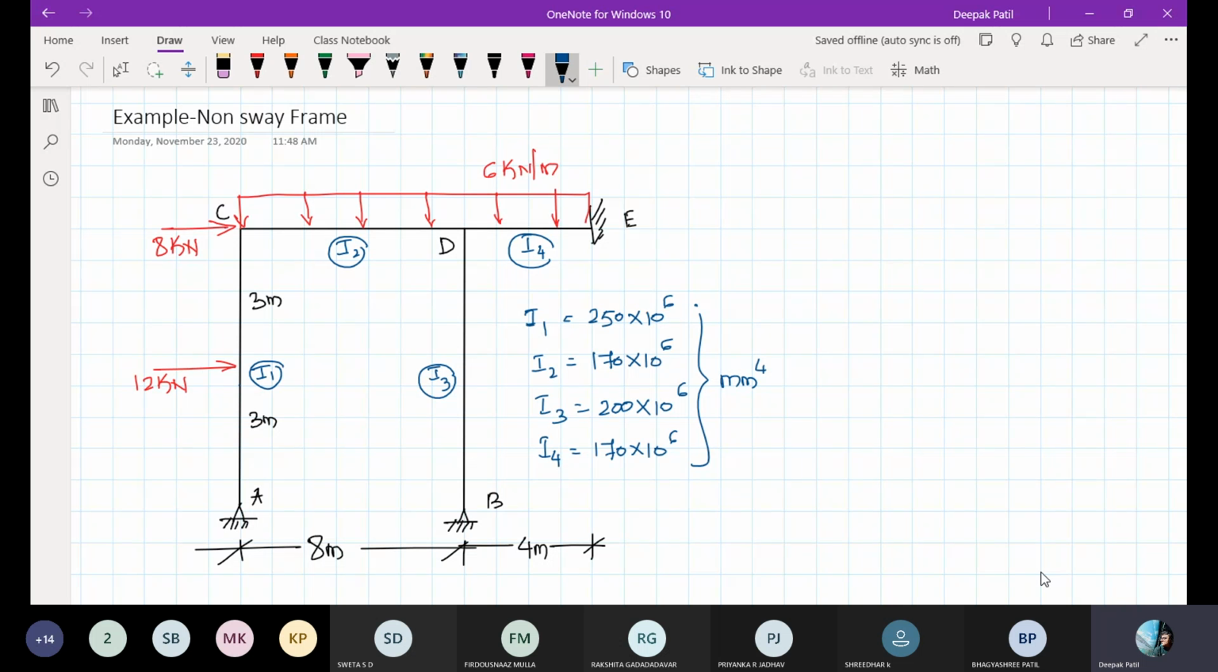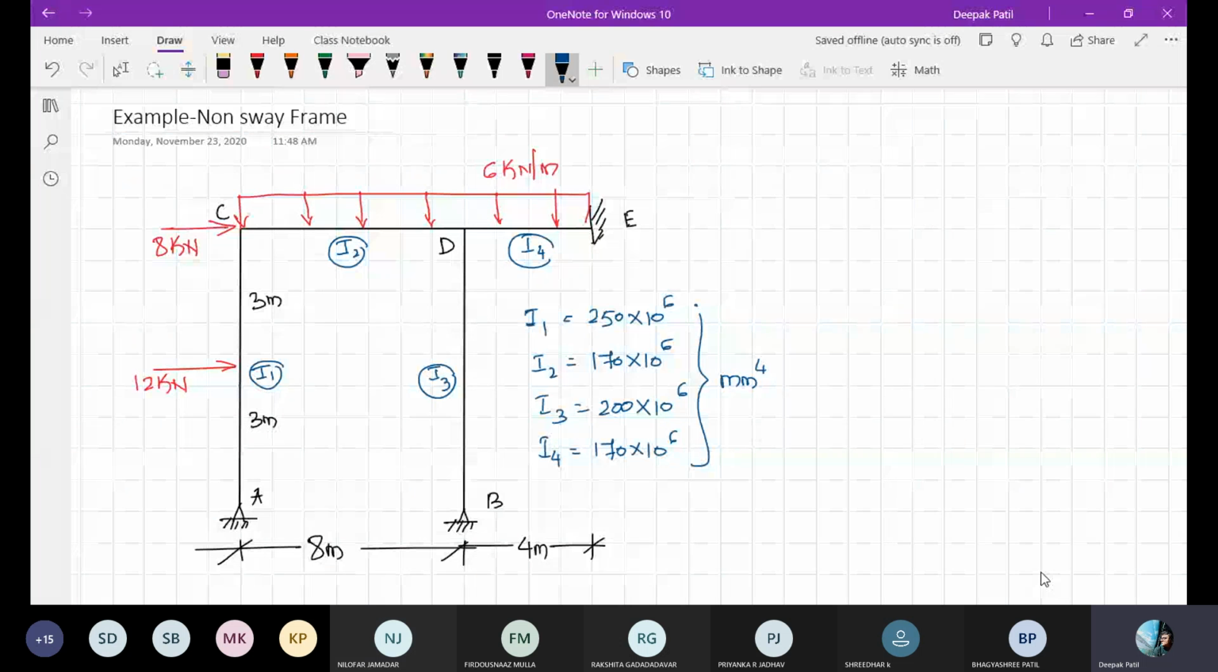Now my question is, if I make E a pin, will it sway? If I make support E a pinned support, will it sway? Yes or no? No, sir. Okay. Then what kind of support should I make E so that it will sway? Roller. If I make E a roller support, then it will sway.